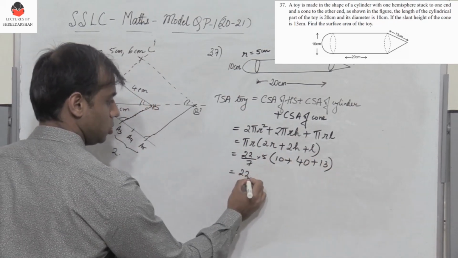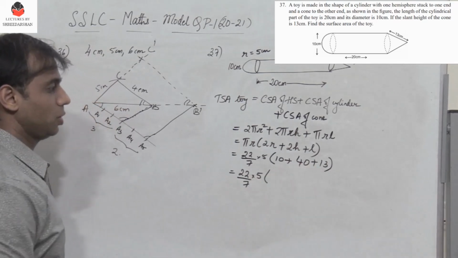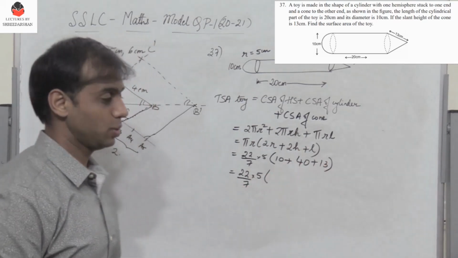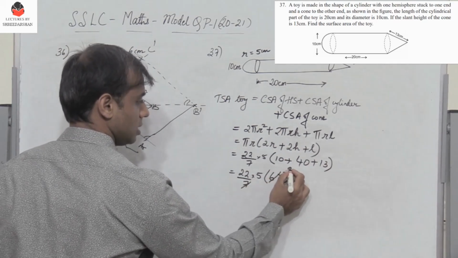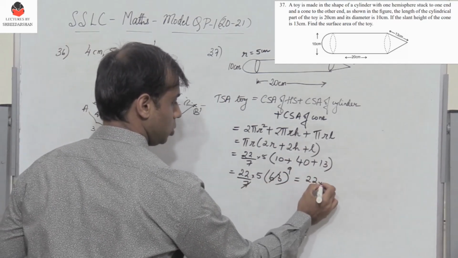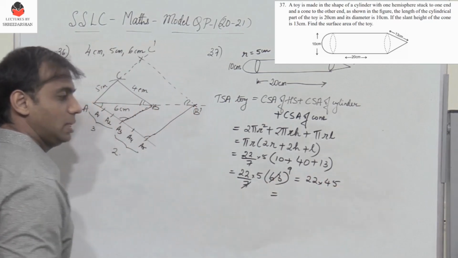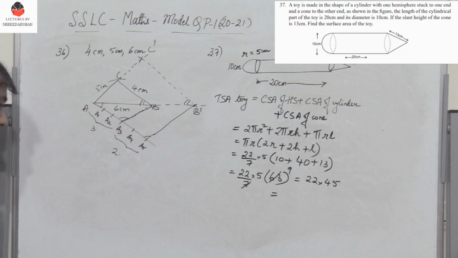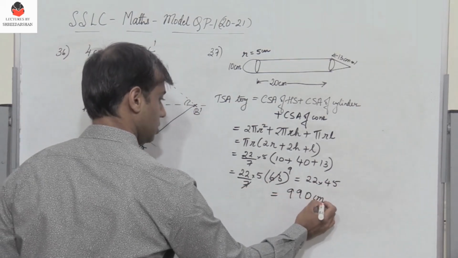So I get 22 by 7 into 5 into, when I add up all of them, 10 plus 40 plus 13, which is 63. And we know that 7 9s are 63. So this is 22 into 5 into 9. 9 5s are 45. So it is 22 into 45, which gives me 990 centimeters square.